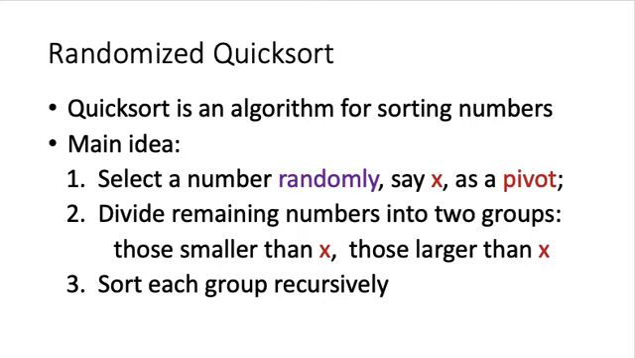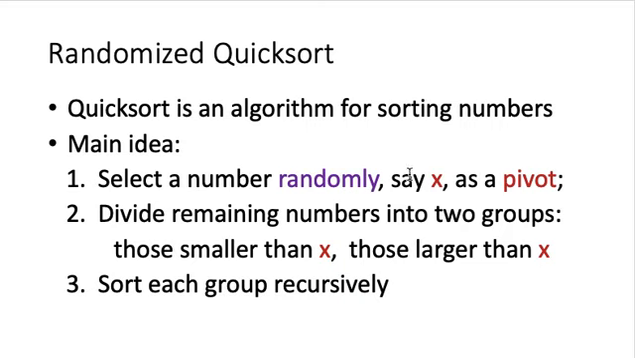In the final part of this lecture, we will study the quicksort algorithm. So what is quicksort? Quicksort is an algorithm for sorting numbers. We want to use this algorithm to arrange an input set of numbers from small to large. Now the main idea here is very simple.